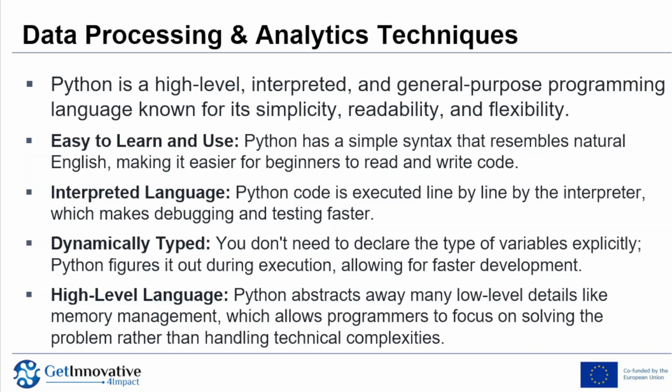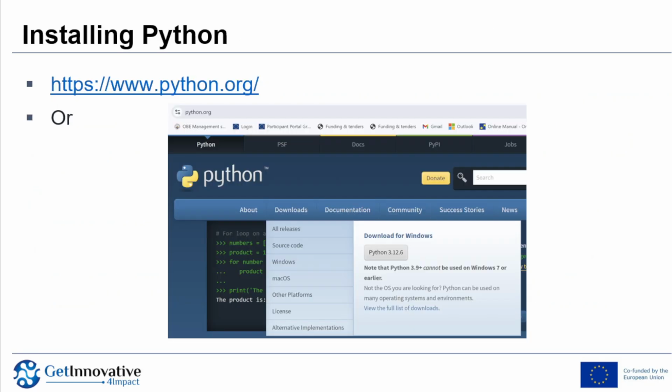Basically, Python is a high-level programming language that is known for its simplicity, readability and flexibility. Python is very easy to learn and very easy to use, with a simple syntax that resembles natural English language. It can be easily interpreted and executed line by line, which makes debugging and testing faster. It is dynamically typed and a high-level language that allows the programmer to focus on solving the problem rather than handling technical complexities.